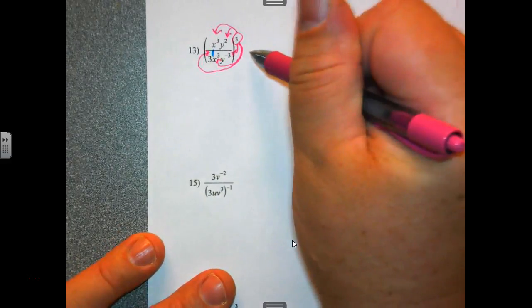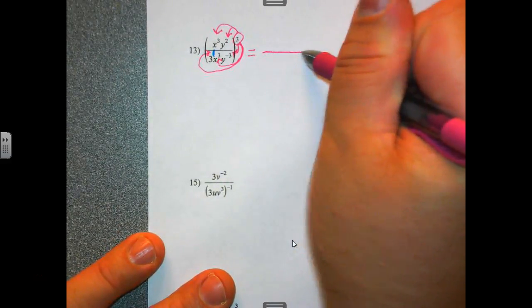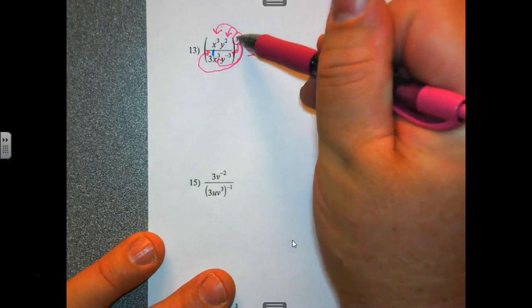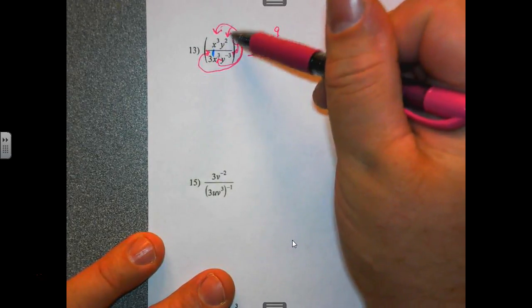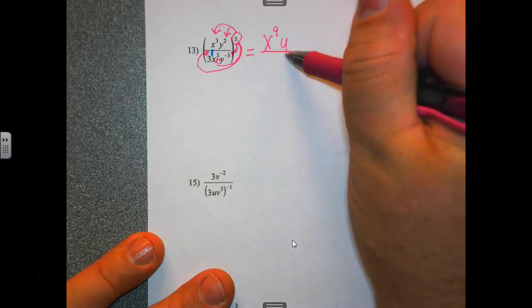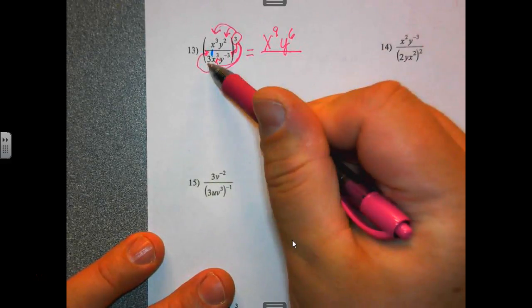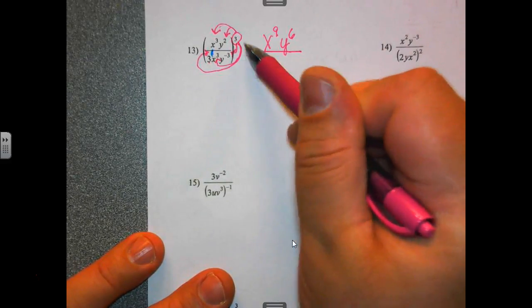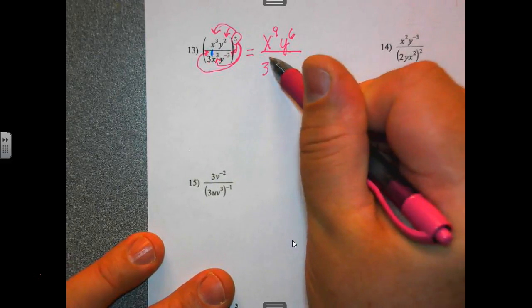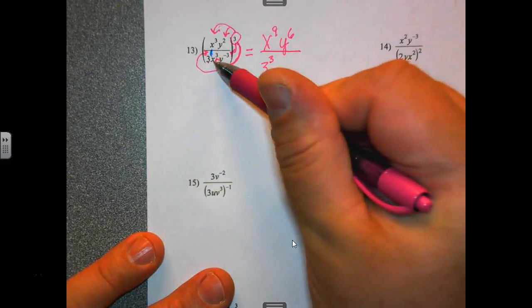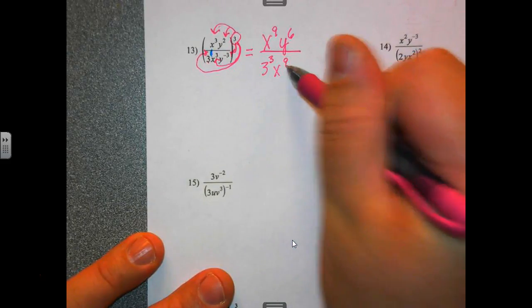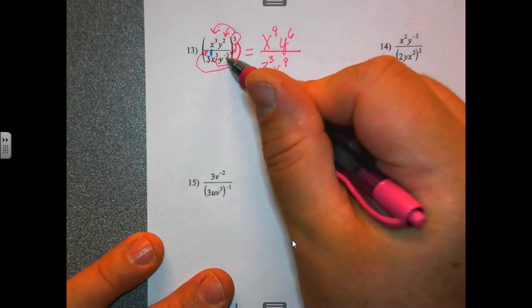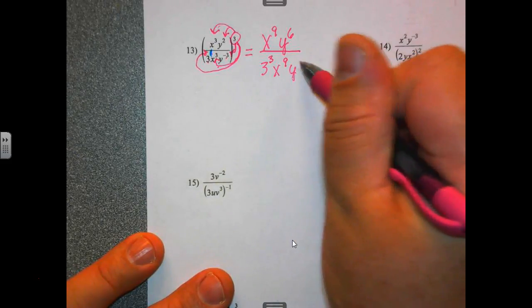Okay, so I get x to the 3 times 3 is x to the 9th. Y to the 2 times 3 is y to the 6th. 3 to the 1 times 3 is 3 to the 3. X to the 3 times 3 is x to the 9th. And y to the negative 3 times 3 is y to the negative 9.